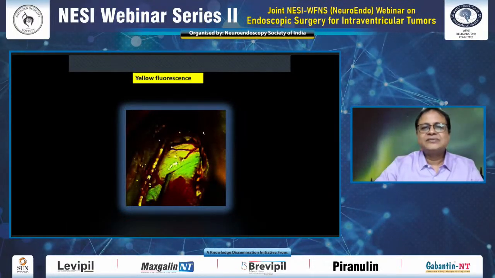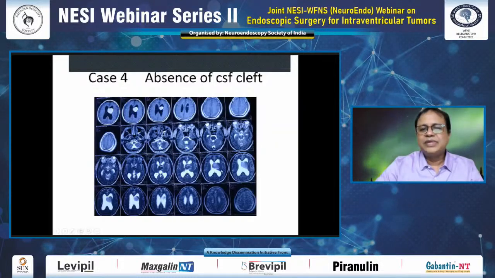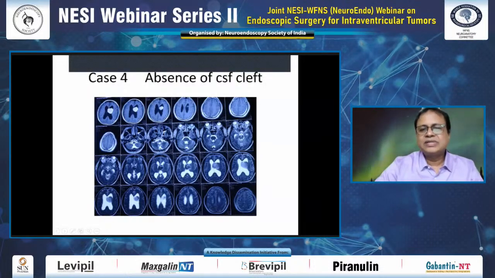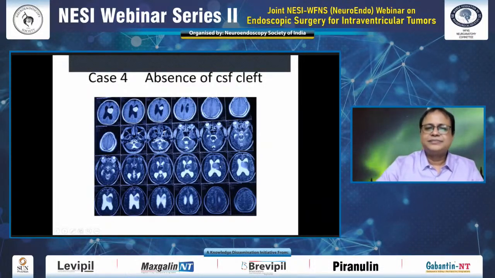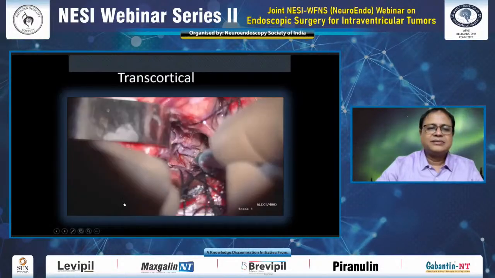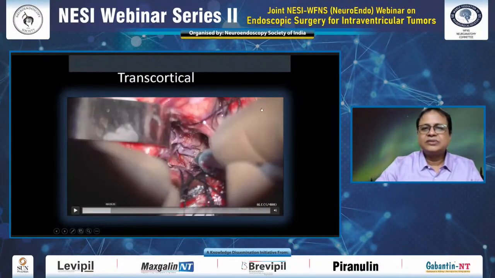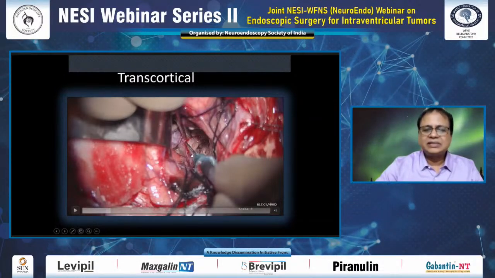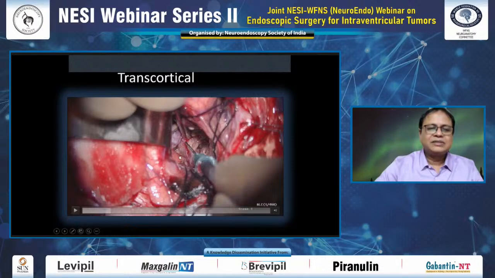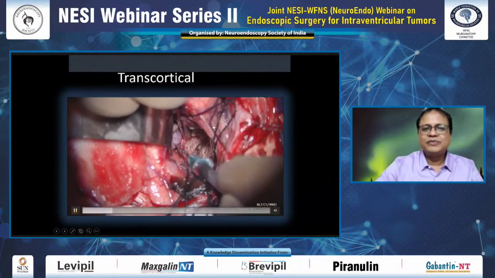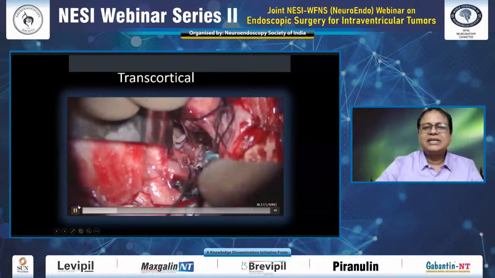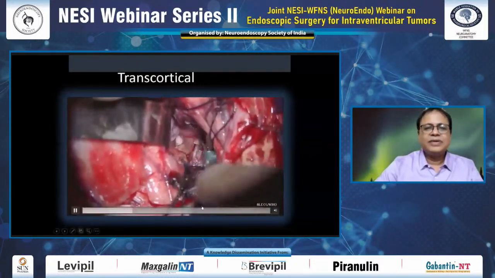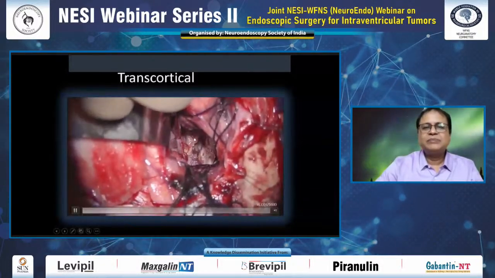Now, this is a case where there is no cleft between the lateral ventricle and the tumor. So this is the case where we do a transcortical, not transcallosal approach. This is done again through a craniotomy, which is not a 3 centimeter trephine but a 4 centimeter trephine, using a standard microscopic technique. We have used a retractor, but one can do it with a port also.